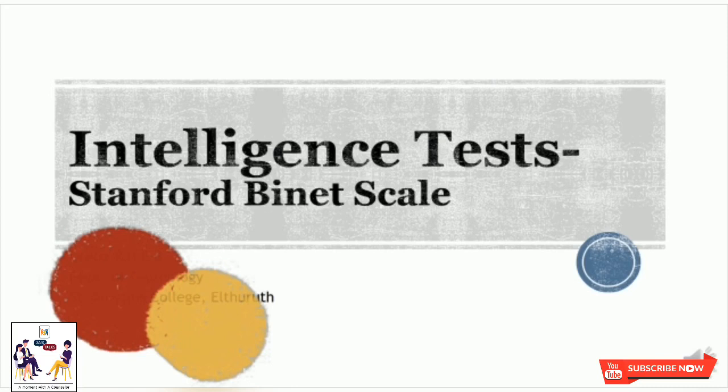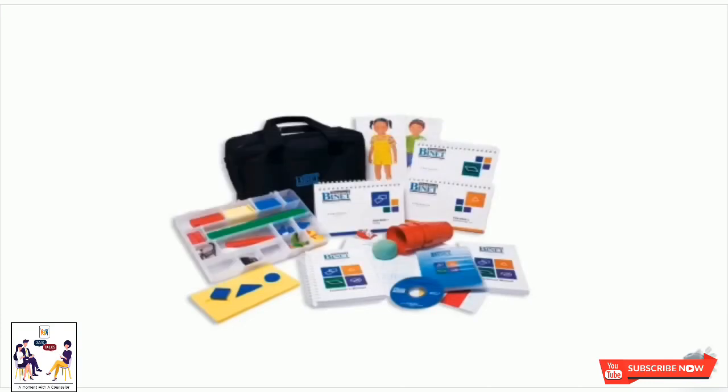As I said before, the Stanford-Binet scale is the first intelligence test, which was developed by Alfred Binet in the year 1905. The Stanford-Binet scale is in its fifth version, and in this lecture we will be discussing the different versions of the test, the developmental history and the theoretical concepts of the test.